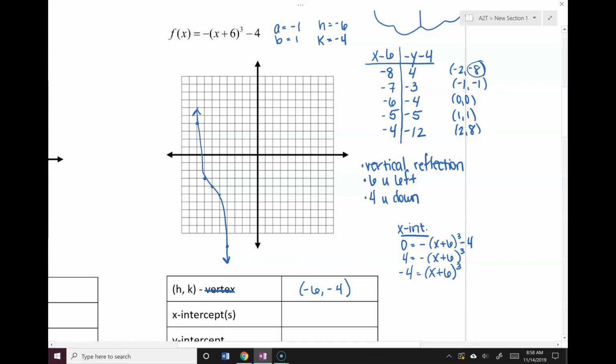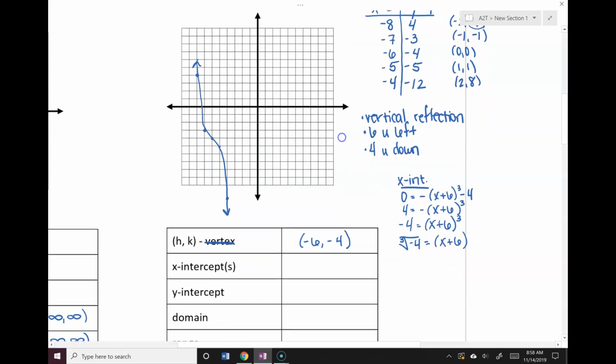I have to take the cube root. Oh no, can I take the cube root of a negative value? Yes, you can. So I'm going to take the cube root of -4. It is not a square root, ladies and gentlemen. It is an odd index. It is an odd radical. So yes, you can absolutely take the cube root of that.